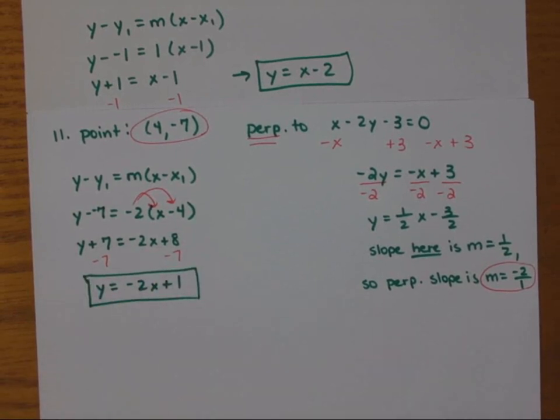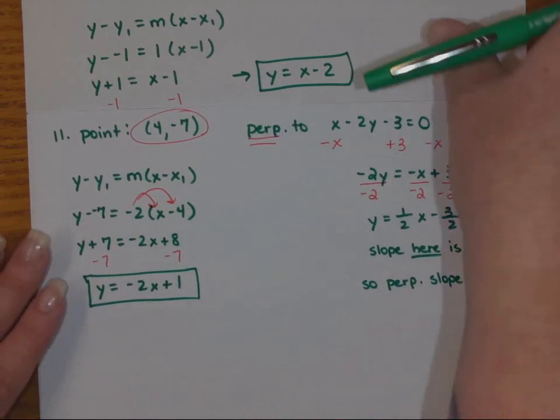Okay, so notice on these last 3 problems, they're all very similar. We get to the point where we want to use this y minus y1 formula. It's just that you kind of had to work a little harder to get the slope in 10 and 11 than you did in number 9, where I just gave you the slope.